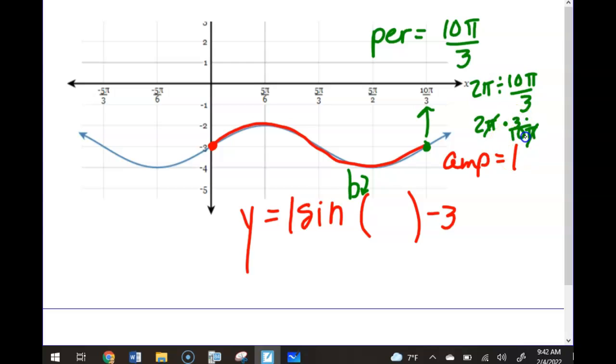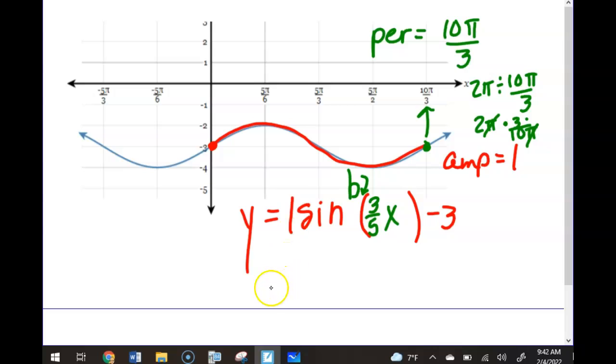I get 6 over 10, or what? If you type 2 times 3/10, you get, I think it's 3/5, yes? Because it reduces. Okay, can you do that?